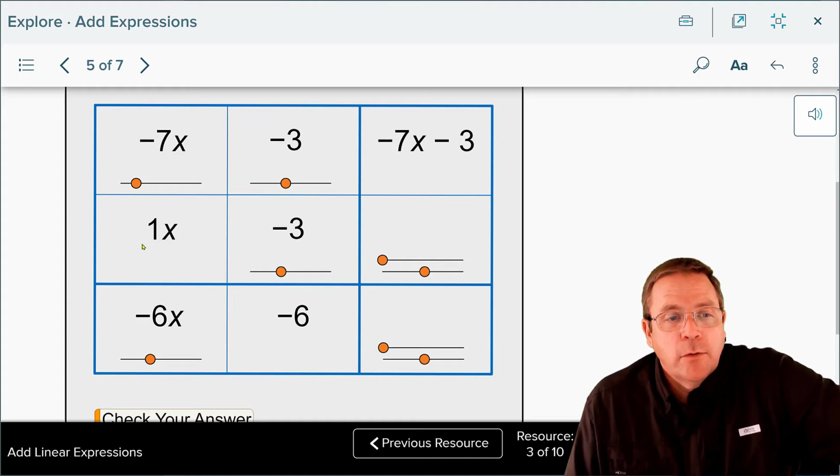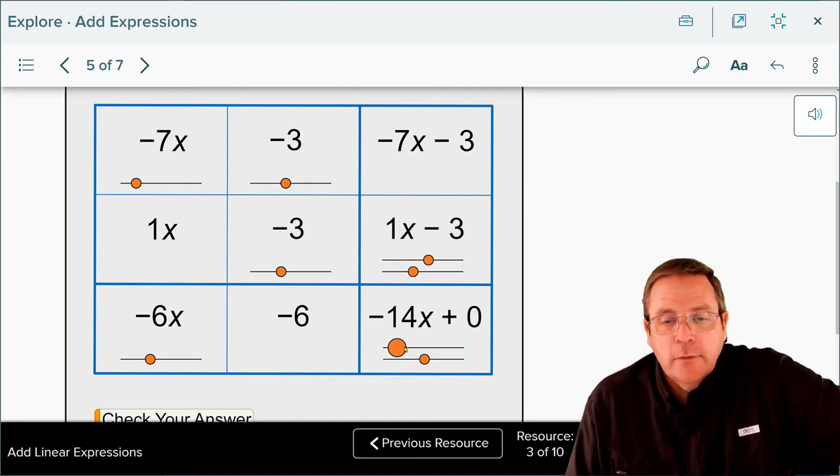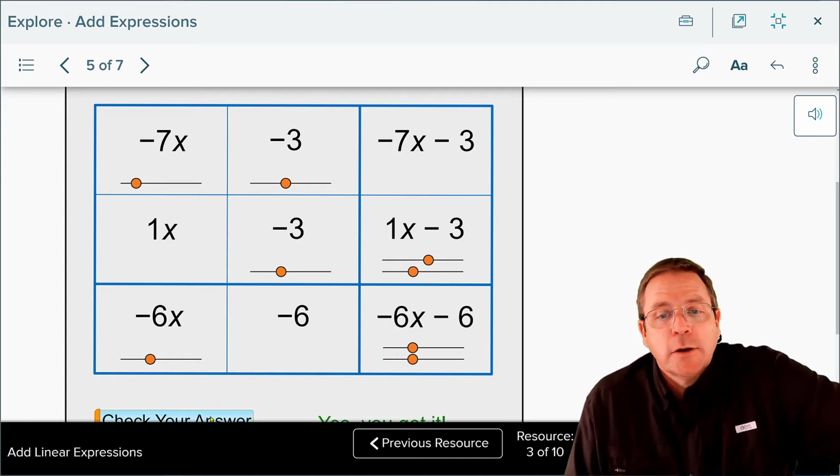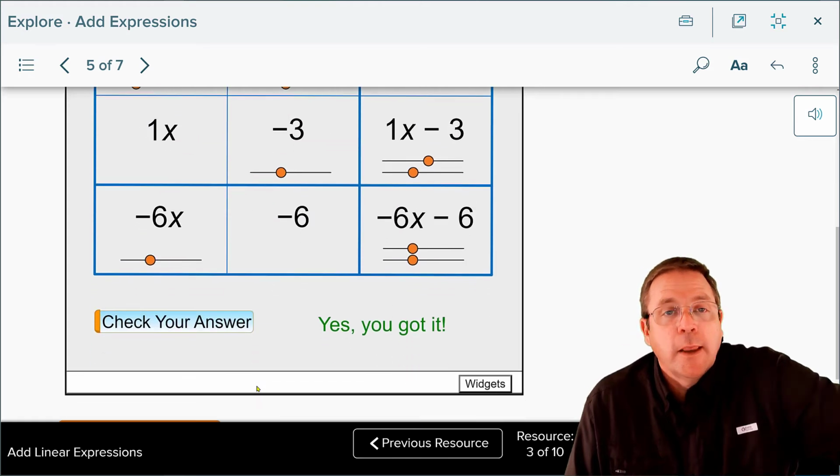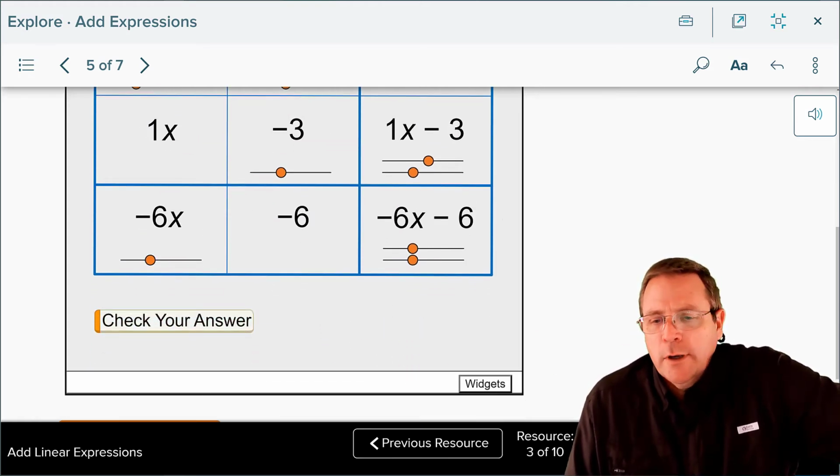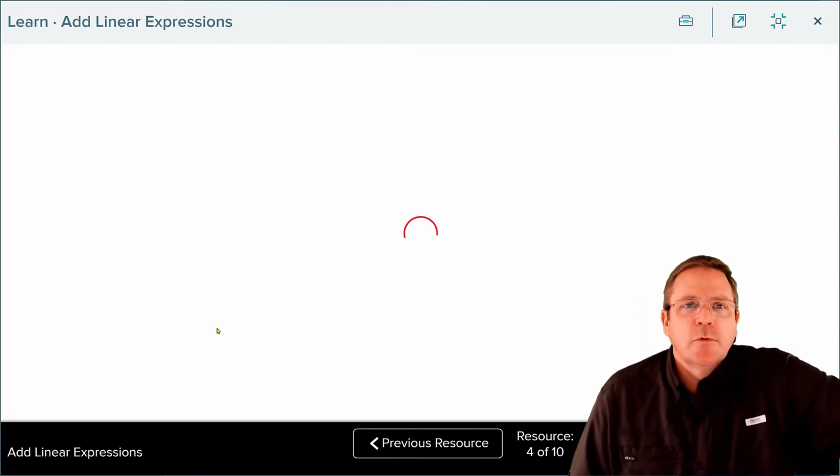Negative 3 minus negative 3 is negative 6. Now it's a matter of going to the right. 1x minus 3. And then negative 6x minus 6. From there, I'm going to check my answer, and the answer checked. Easy math. All right, enough of this exploring. Let's get busy actually learning some cool new concepts.